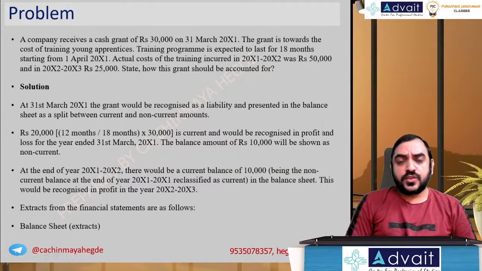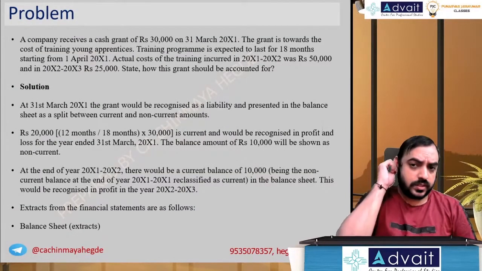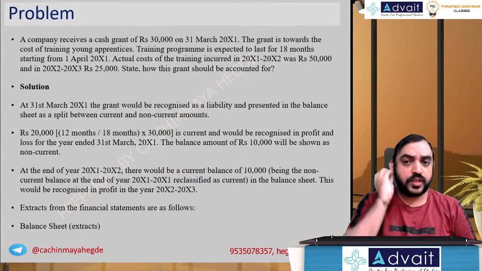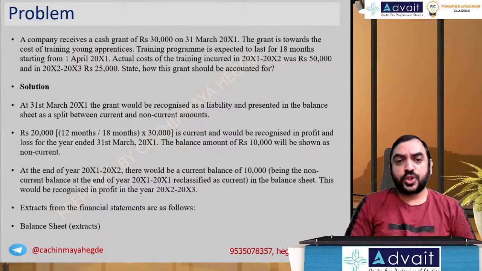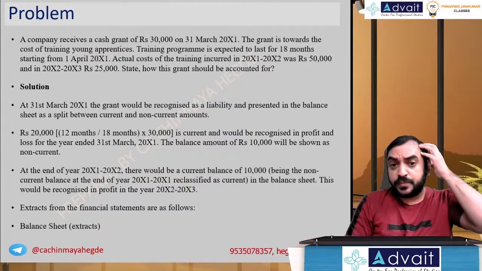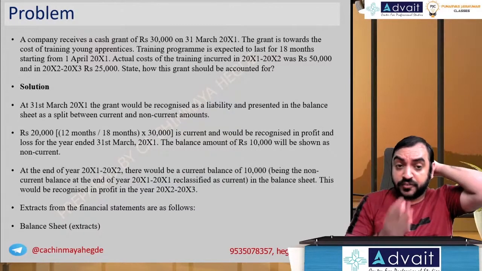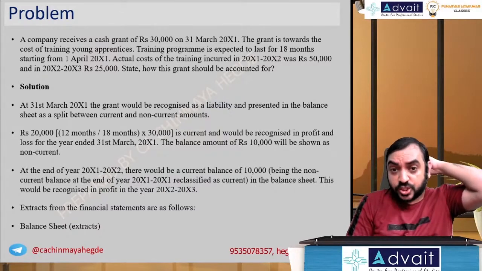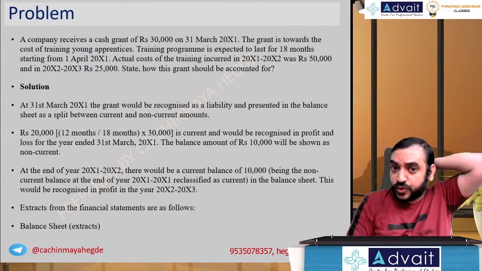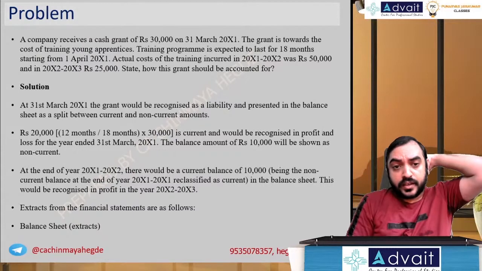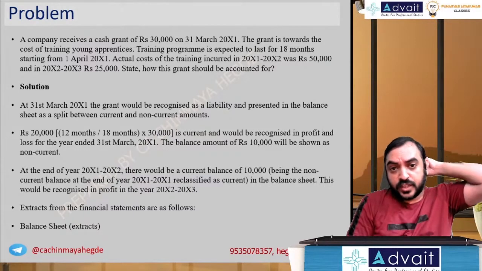A company receives a capped grant of 30,000 on 31st March 2001. The grant is towards the cost of training young apprentices. The training program is expected to last for 18 months starting from April 2001. The actual cost incurred in 2001-02 was 50,000 and in the year 2002 was 25,000. State how this grant should be accounted for.